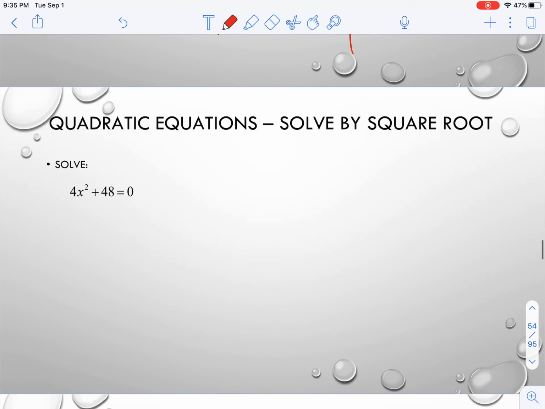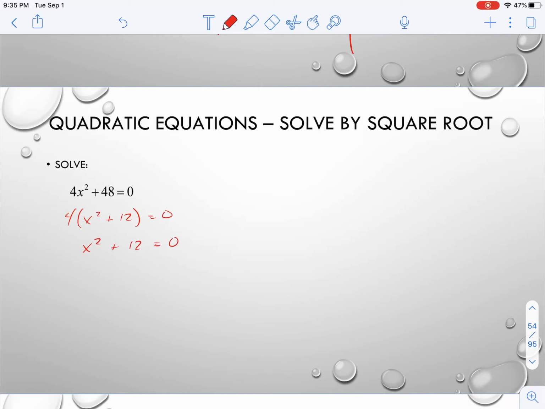Next example, I have 4x squared plus 48 equals 0. So again, let's look for a GCF. I've got a 4 here, so I can factor it out. I have x squared plus 12 equals 0. I can divide both sides by 4. I'm left with x squared plus 12 equals 0.